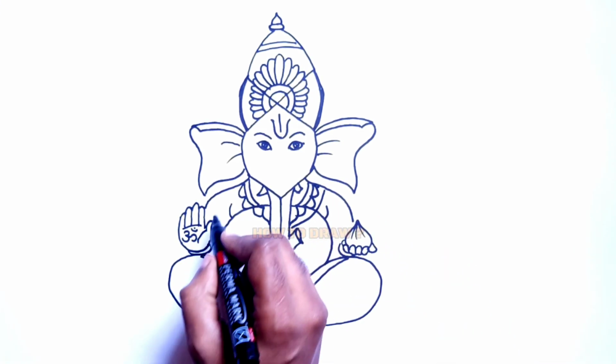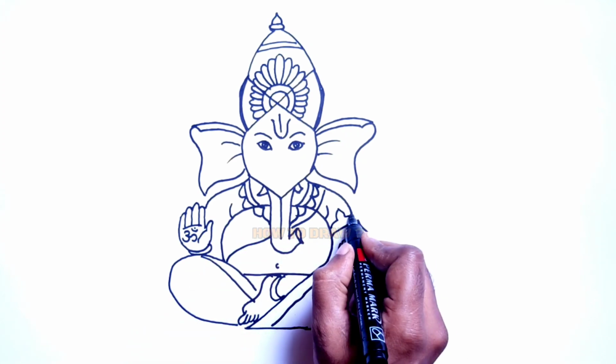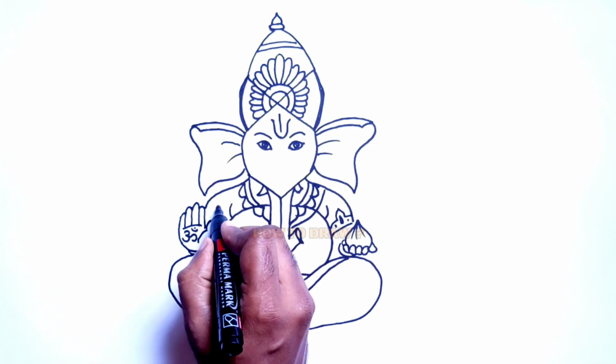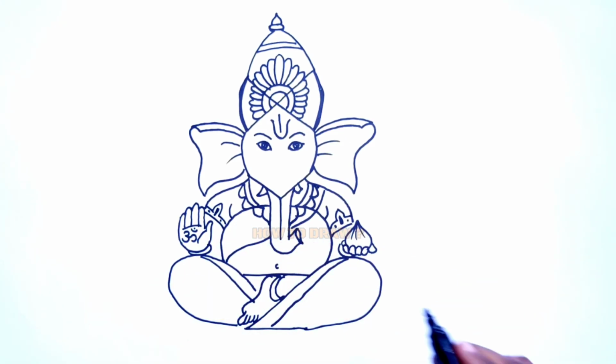Now draw a line here. This is the Janivar. And on both hands you have to draw the hand bands like this, on both sides of the hands here, and this part is called the hand band. This is also a jewelry.